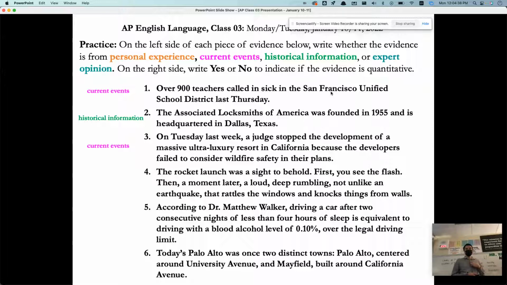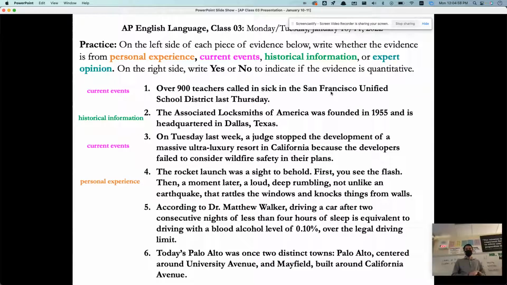Rocket launch was a sight to behold. First, you see the flash, then a moment later, a loud, deep rumbling, not unlike an earthquake that rattles the windows and knocks things from walls. A descriptive personal experience of what the rocket launch is like. No quantities, not quantitative.